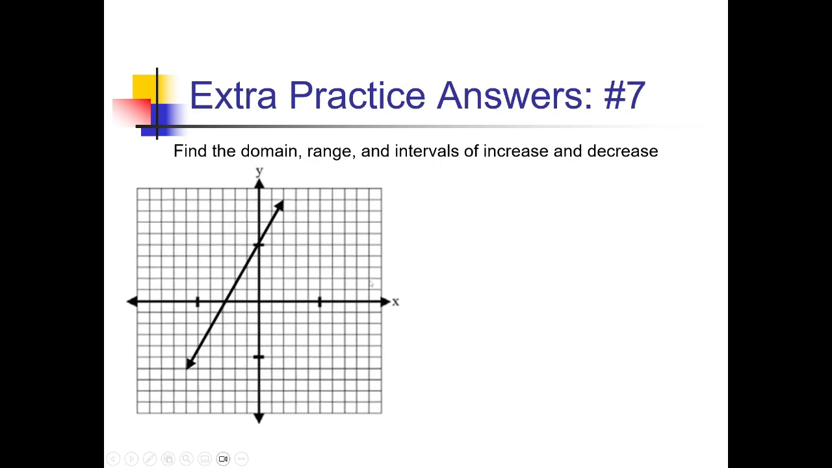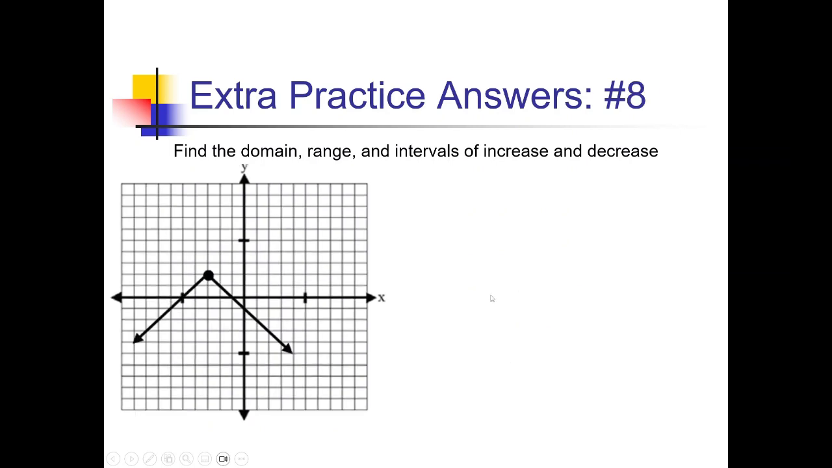Number 7 is almost so easy it's hard. For the domain, we're going left and right forever, so negative and +infinity. For the range, we're going down and up forever with no gaps in between, so -infinity, +infinity. For increasing, we're increasing from -infinity to +infinity. Decreasing is a little tricky. We're actually not decreasing anywhere. This thing is always increasing, so we would put none for decreasing.